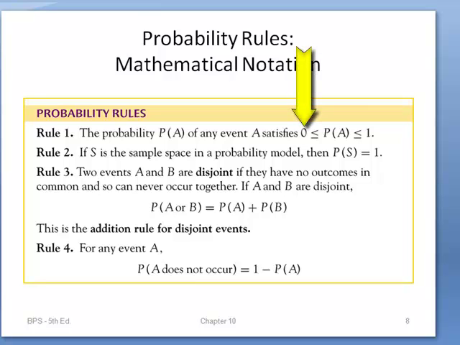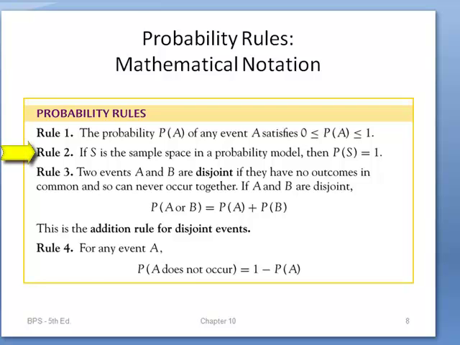As our probability gets close to 0, that means the event is unlikely to occur. As a probability gets closer and closer to the number 1, like 0.99 or 0.90, something like that, that means the probability of that event occurring is pretty high. It's likely to occur.